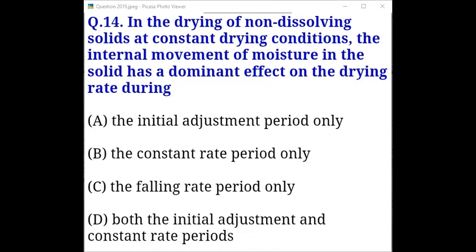It is the ABC. Which one? The moisture movement inside the solid. Please keep this in your mind. Moisture content inside the solid, not over the solid. It's inside, through capillary action, diffusion. It may take place at that time.